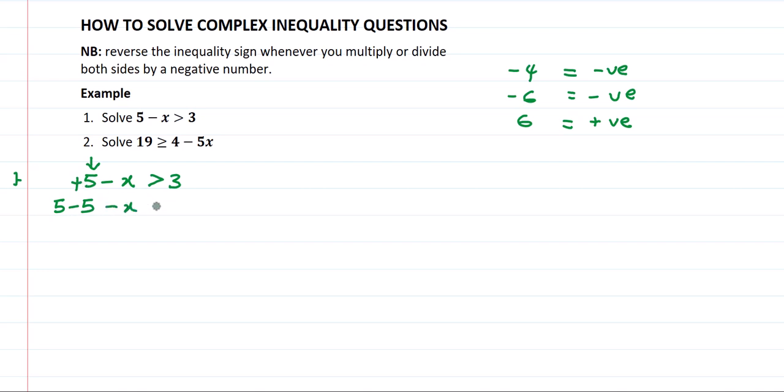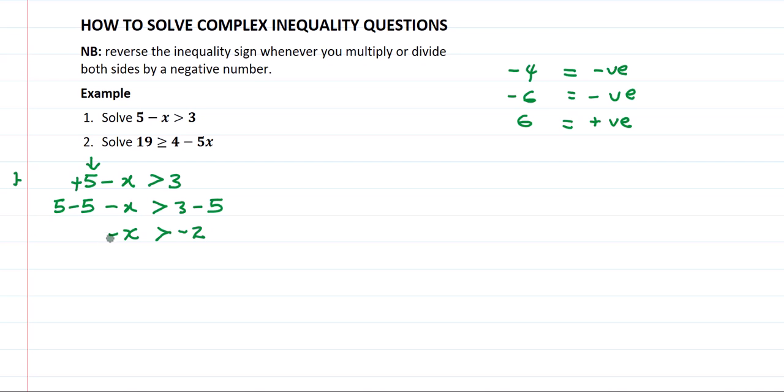So minus x is greater than 3 minus 5. So we subtracted 5 so that our variable can stand alone. So negative x is greater than what? Negative 2. What's the next step? The next step is to divide both sides by the coefficient of our variable.